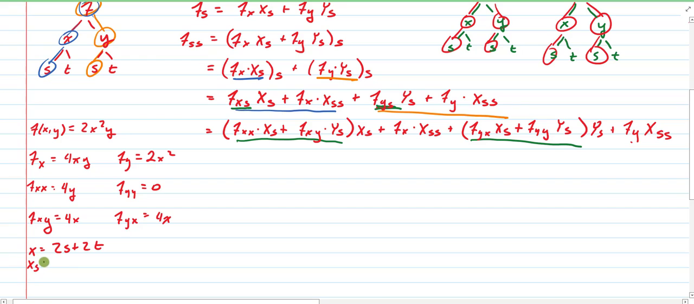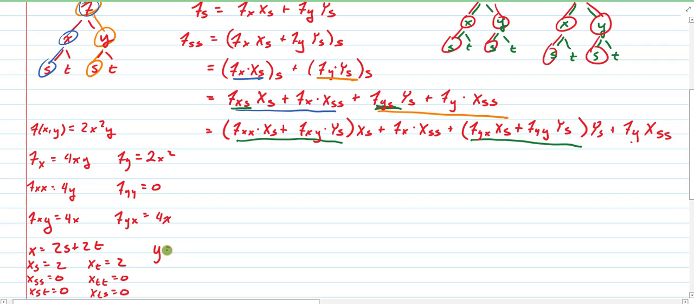So we'll need x sub s, that would be 2, and x sub ss would be 0, x sub st would be 0, x sub t. Actually, we don't need to compute those for this particular problem. We'll go ahead and fill it out just for completion's sake, though. x sub t would be 0, and x sub ts would be 0.